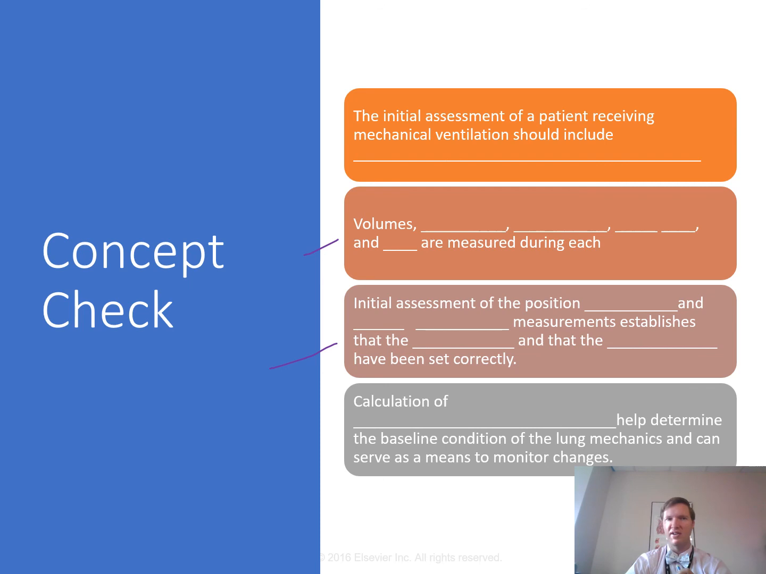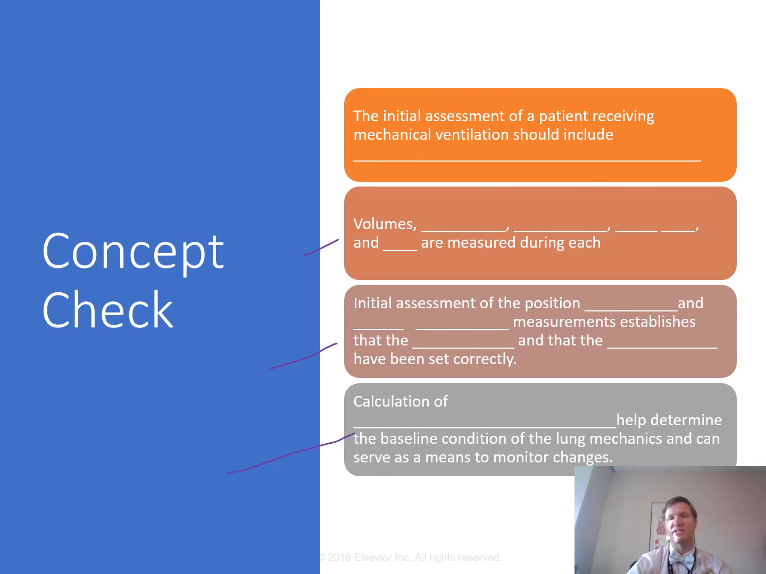The next one down here: initial assessment of the position of the ET tube and cuff pressure measurements establishes that the ET tube is positioned properly and that the cuff pressures have been set correctly.